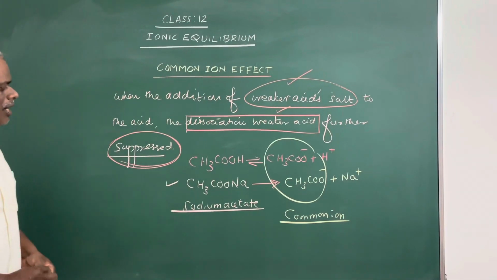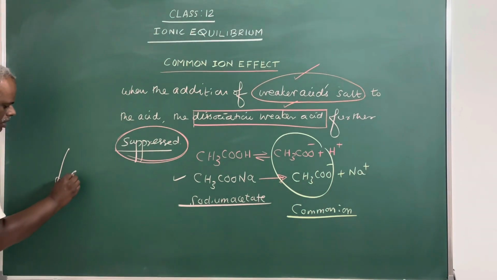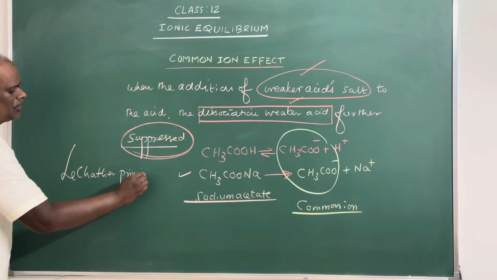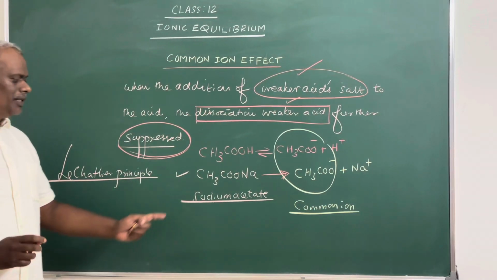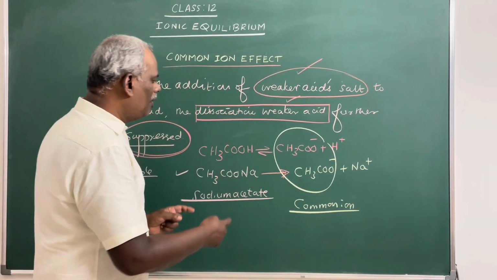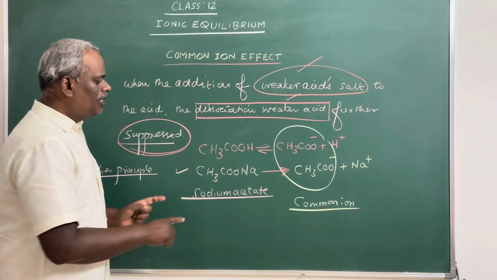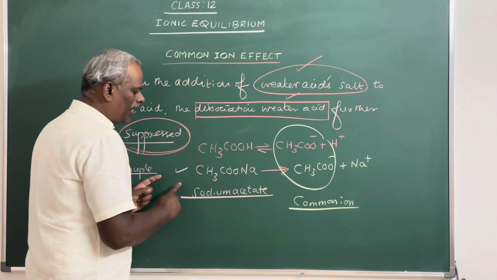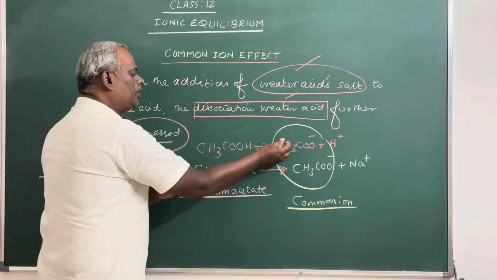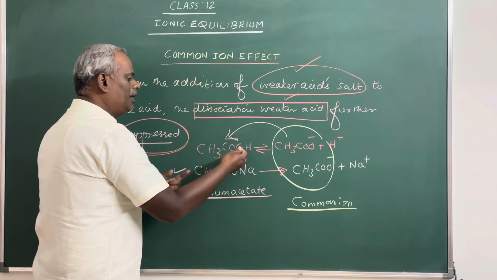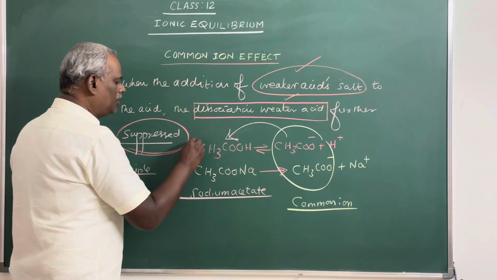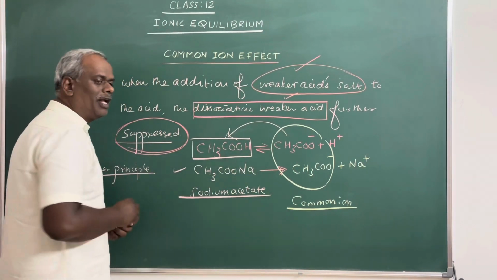And you know what is called the Le Chatelier principle? According to the Le Chatelier principle, whenever any constraint or disturbance is placed on a system at equilibrium, the system will adjust itself to nullify the effect of the constraint. We are trying to increase the concentration of acetate by the addition of sodium acetate, but the equilibrium is managing itself to become a backward action and it is shifted in the backward direction, which means we can have more and more undissociated acetic acid.